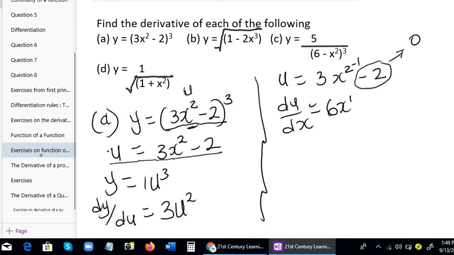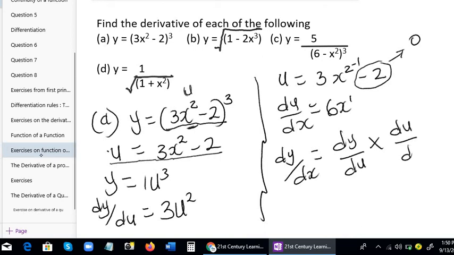Now, once you do this, you can now go back and use the formula. I'm using the chain rule here. dy/dx equals dy/du times du/dx. Okay? So this is a formula you use for function of a function, or questions like this.